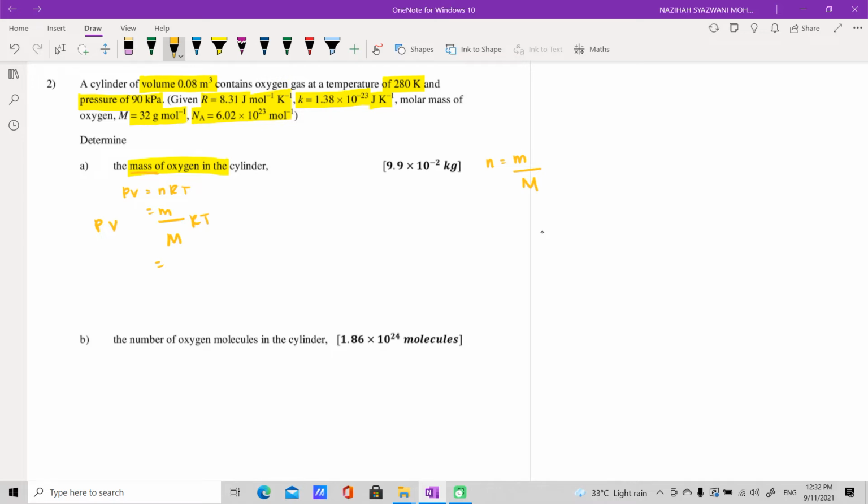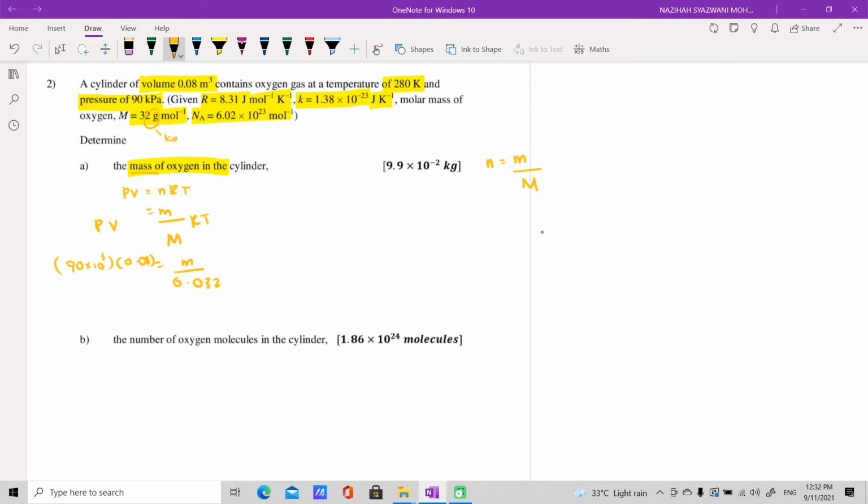Okay, so we are going to substitute the new formula, m equals to PVM over RT. Next, substitute the value given. So we have 90 kilopascal, so times 10 to the power of 3. The volume is 0.08. Don't forget to convert everything to SI units. Okay, it's very important. So we want to find the mass of oxygen. So the molar mass is given, which is 0.032. Okay, so this one is given in gram per mole.